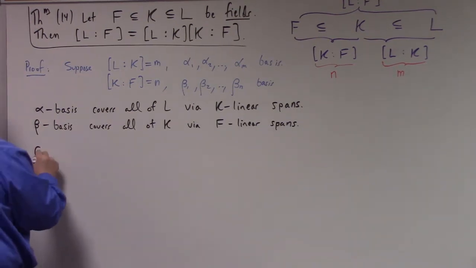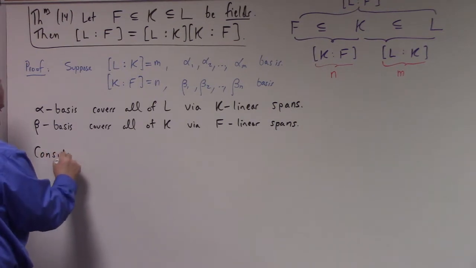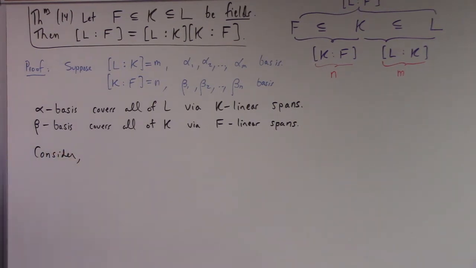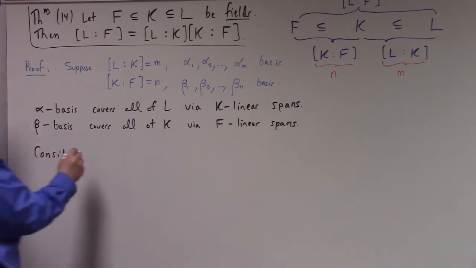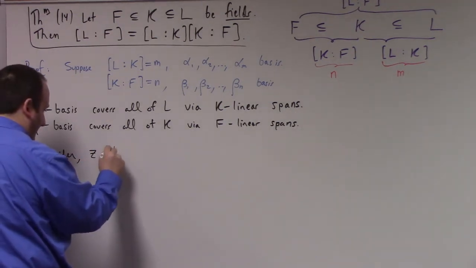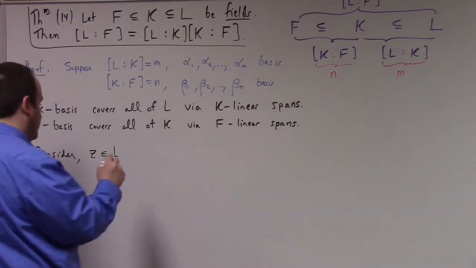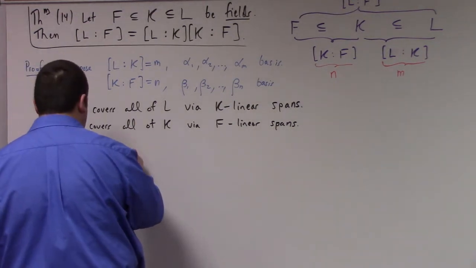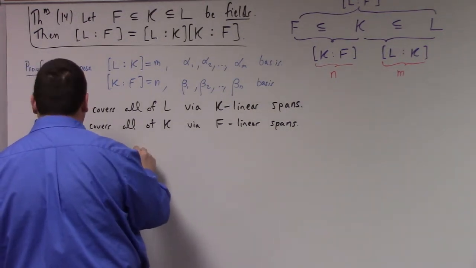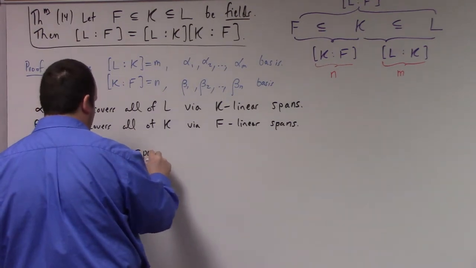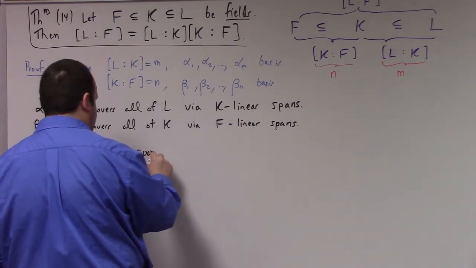So consider, what should we consider? Well, what we're going to do is think about an element of L. Let Z be an element of L. Well, then that's equal to, if you'll allow me, I'm going to call that the span of alpha. And to be more specific, it's the span sub K of alpha, right?